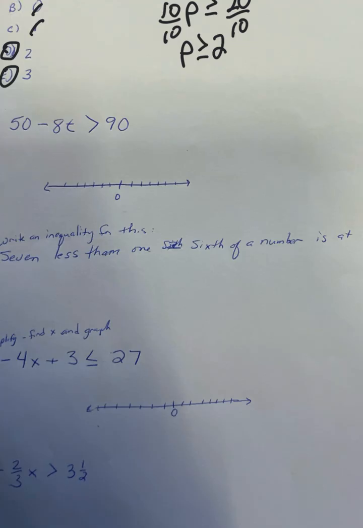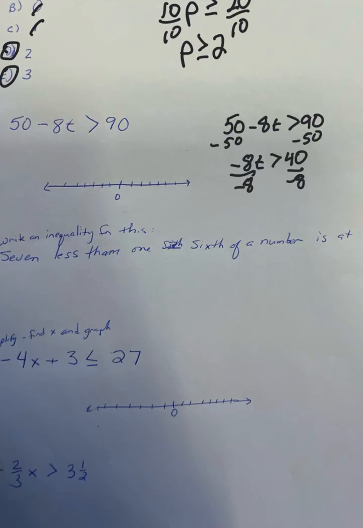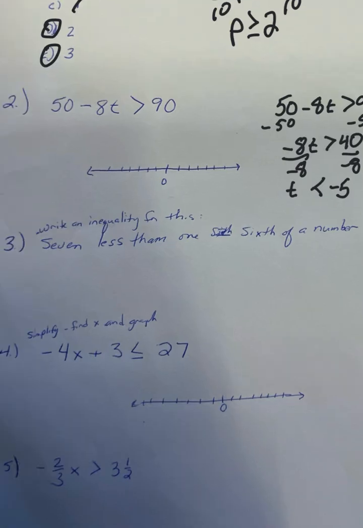For this next one, I need to get the t's by themselves, so I am going to subtract 50 from each side. So I will get -8t is greater than 40. Now I have to divide by -8 on this side. Since I'm dividing by a negative, I'm going to have to flip the sign around, and that just gives me t by itself, and 40 divided by -8 is -5. So if t is less than -5, I just circle the -5 because it doesn't include the t, and everything less than that.